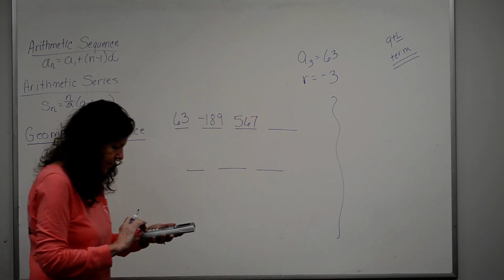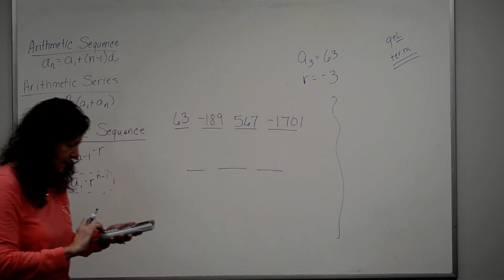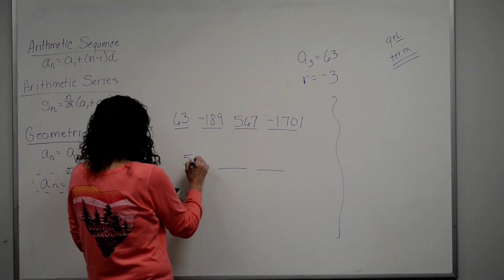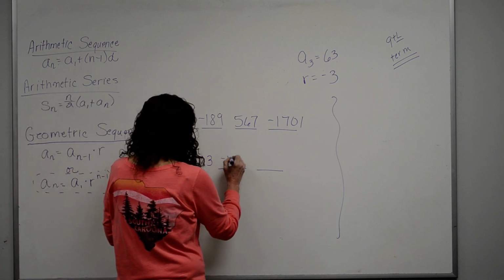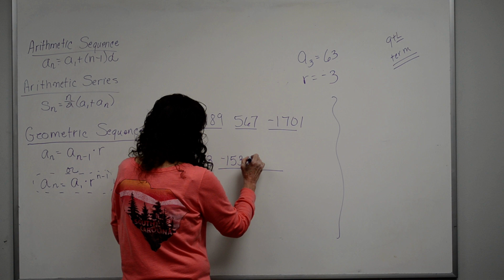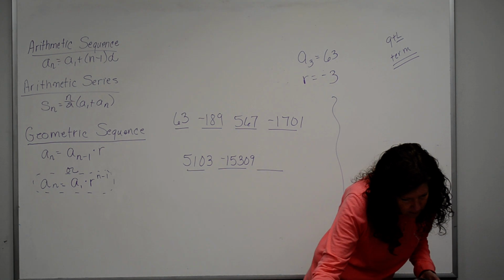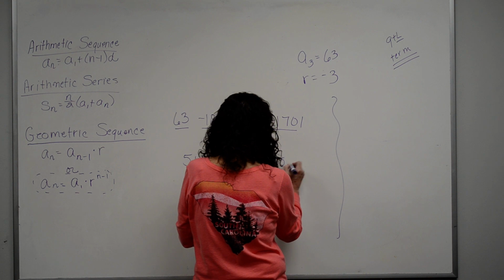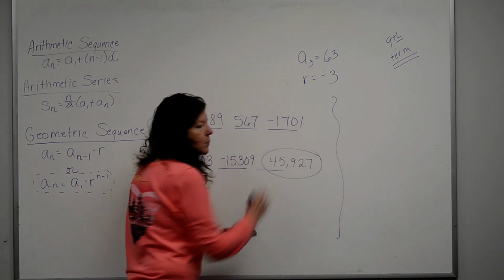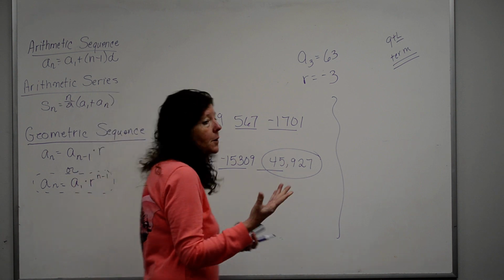567 times negative 3 is going to give me negative 1,701 times negative 3, 5,103 times negative 3, negative 15,309 times negative 3. Is that what it had? Yeah. Okay, 45,927. That's one way. Now that's fine as long as they don't ask you for the 25th term or the 50th term or whatever.